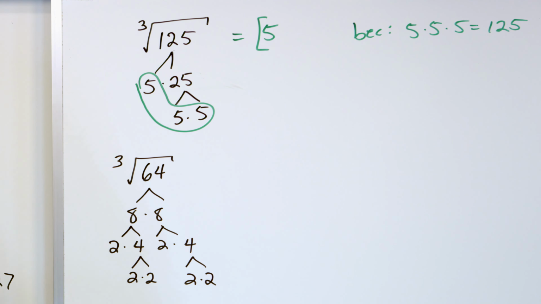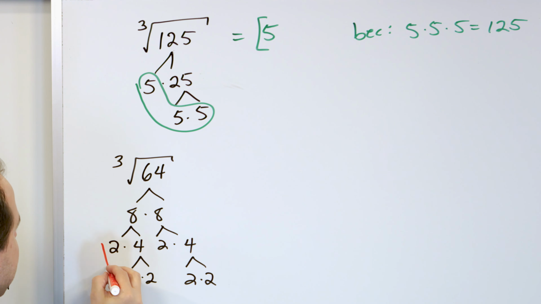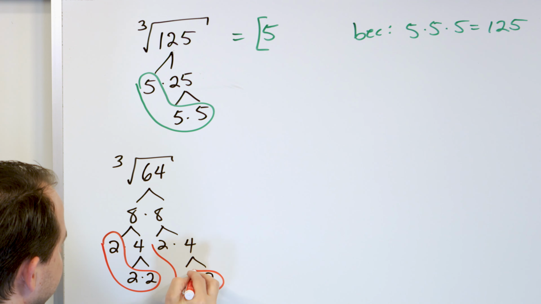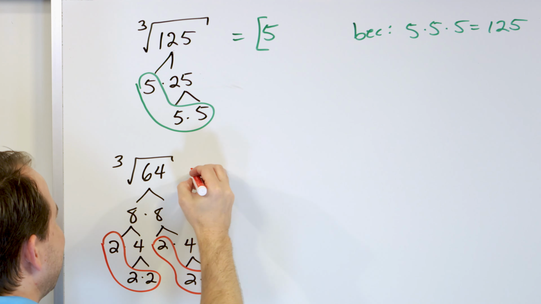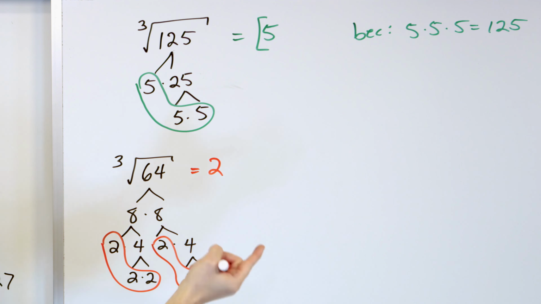And again, I'm looking for triplets, not doubles. I'm looking for triplets because it's a cube root. So this is a triplet. And don't forget everything in the bottom of your tree. This 2 is also in the bottom of your tree. That is another triplet. This guy gets pulled out, but it only counts one time because it's a cube root. So every 3 of these you count at once.